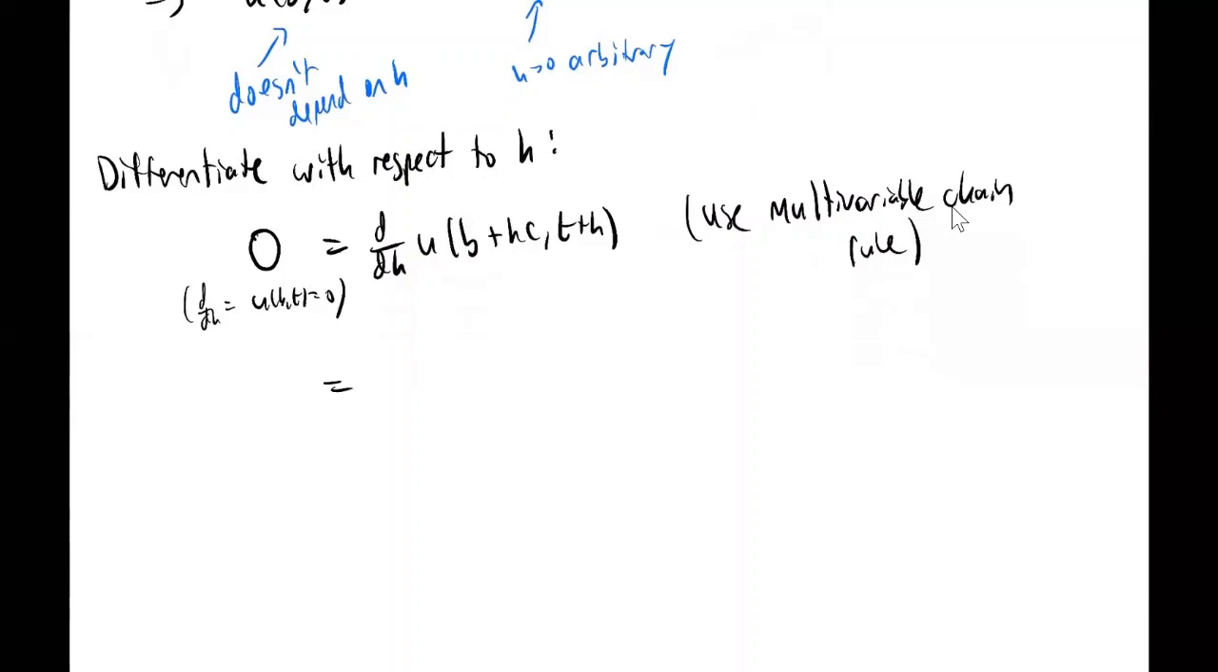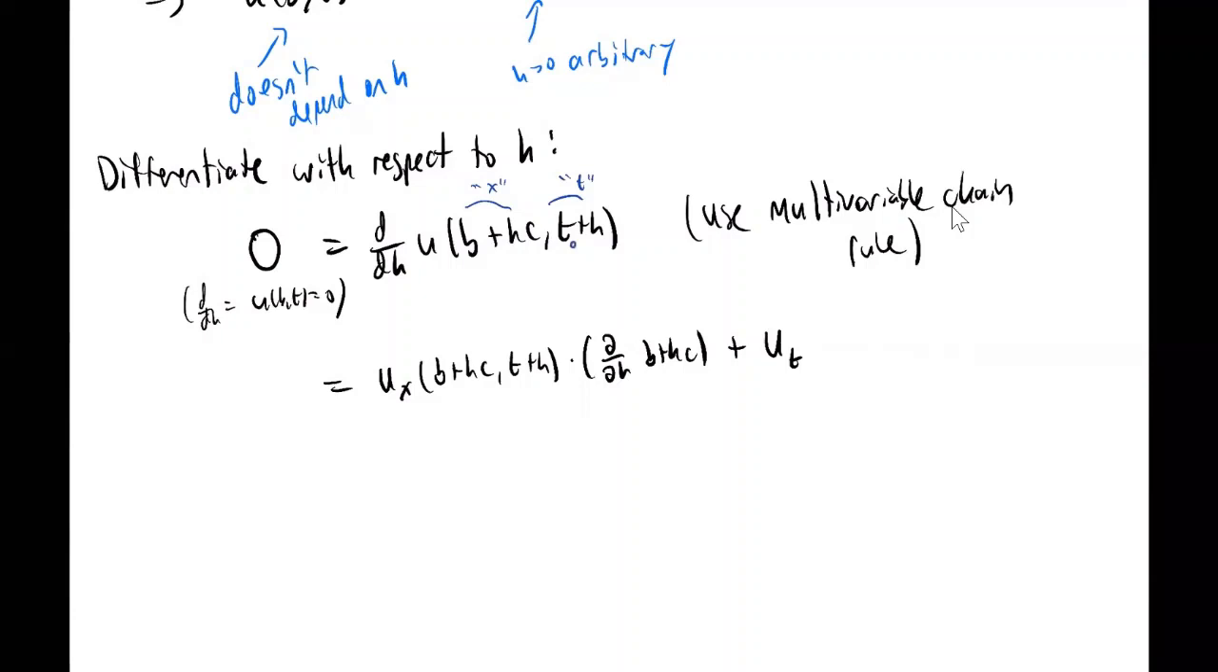Well, I get the derivative of u with respect to x, the derivative of the first component evaluated at this point, and then times the derivative with respect to h of what's in the first component. And then I have a second term that I add on, which is the derivative with respect to the second component, where I'm viewing this as my x component and this as my t component. Maybe it'll help if I have t naught instead of t here, if that's a little confusing.